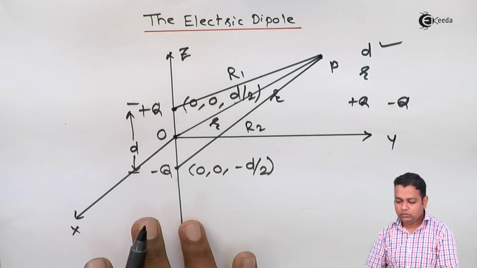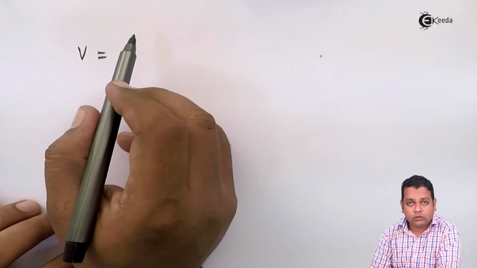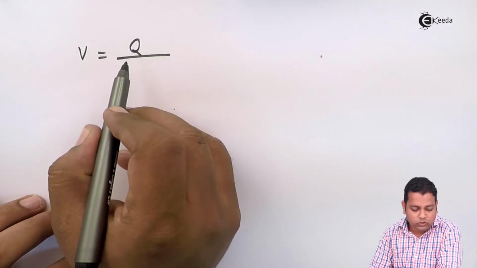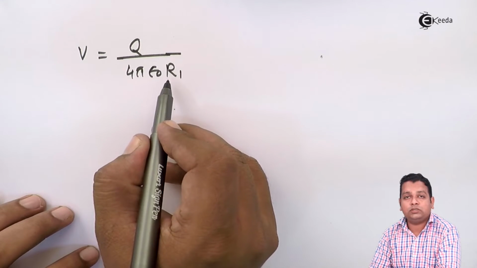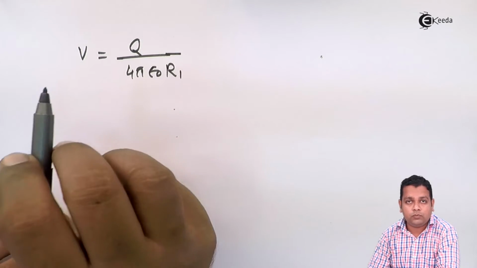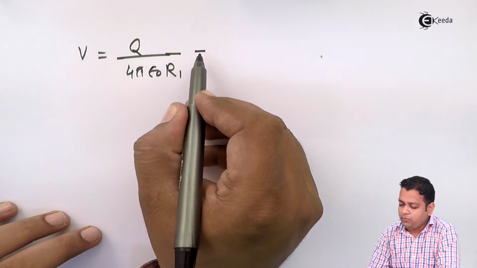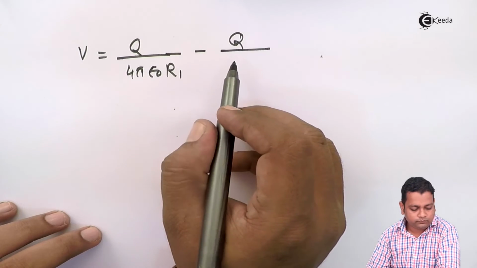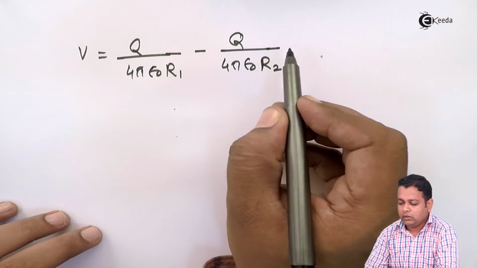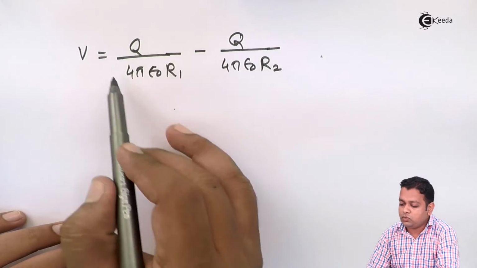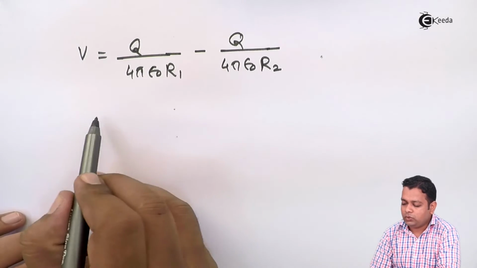So I write here capital V to be the potential. Because of the positive Q charge, we will be writing Q upon 4 pi epsilon 0 R1, where capital R1 is the distance of separation from positive Q to field point P. We have to add the potential because of negative Q also, so I put a negative sign here, Q upon 4 pi epsilon 0 R2. Here we have done the addition of the potential due to positive Q charge and the potential due to negative Q charge.